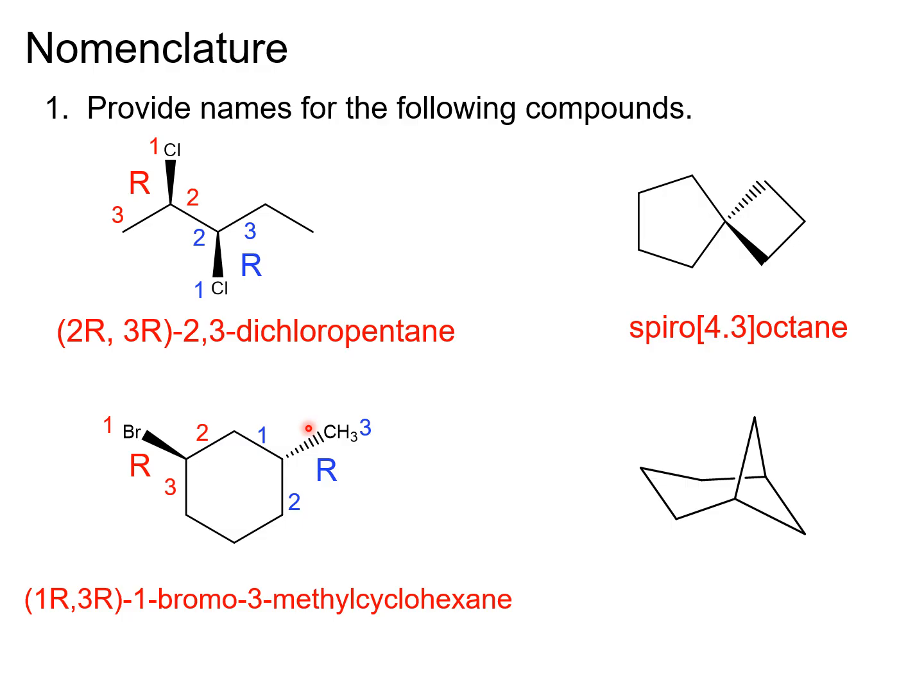Last one here, these 2 carbons are our bridgehead carbons. So here, this isn't spiro because spiro has 1 carbon that participates in both rings. In this case, we have 2 bridgeheads. Both of those carbons participate in both rings. So this is going to be my bicyclo to start.